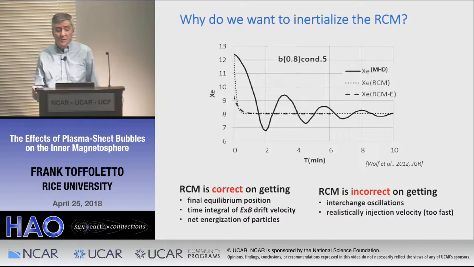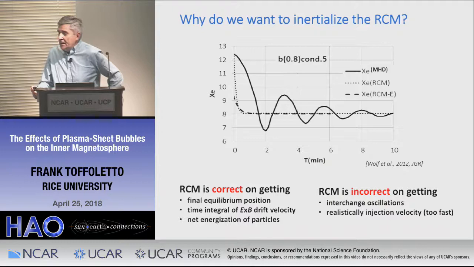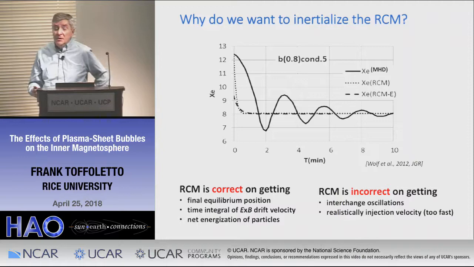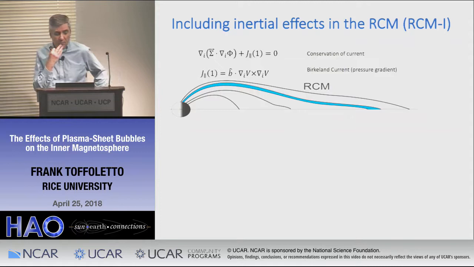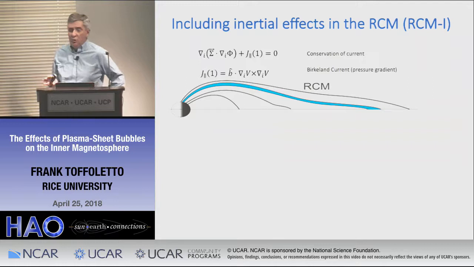So the goal of what we're trying to do next is, can we modify the formalism that defines the RCM and add some effect of inertia? What I want to show you are relatively new results. This is new work that Jane Yang has been working on, trying to add at least an approximation to inertia by adding inertial currents in the system.